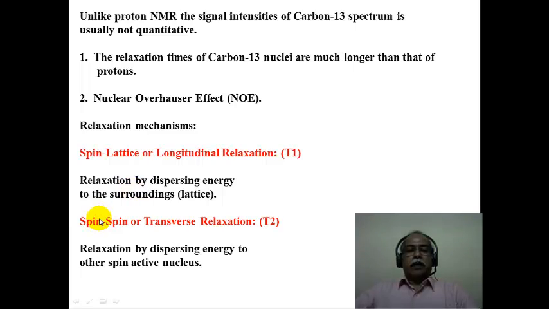The alternative mechanism for the relaxation process is the spin-spin relaxation or the transverse relaxation. In this particular relaxation process, the relaxation is by dispersion of the excess energy of the spin to other active spin nuclei present in the molecule. In other words, for example, if the carbon were to relax, it can pass on the energy to another spin active nucleus like fluorine, phosphorus or hydrogen, and thereby it comes back to the ground state by a spin-spin relaxation process.